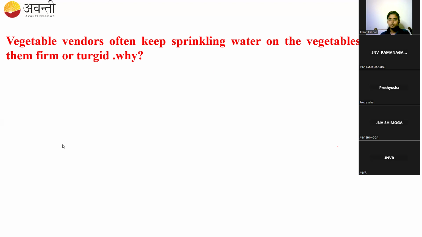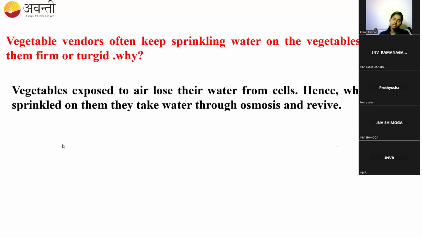Okay, I'll tell you. The vegetables are exposed to air. Vegetables which are exposed to air lose water from their cells. So when water is sprinkled on the vegetables, they take back the water through the osmosis process. That is, absorption of solvent molecules is again taking place there, and the vegetables are getting revived.